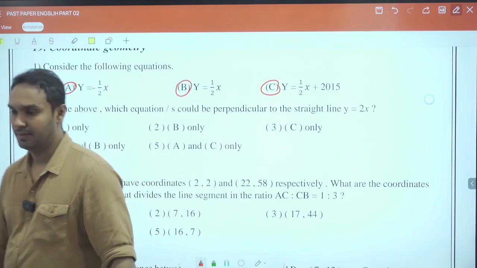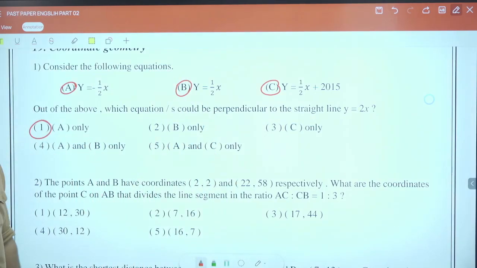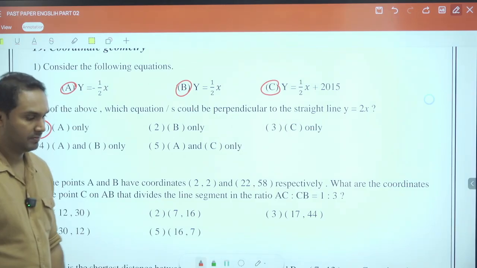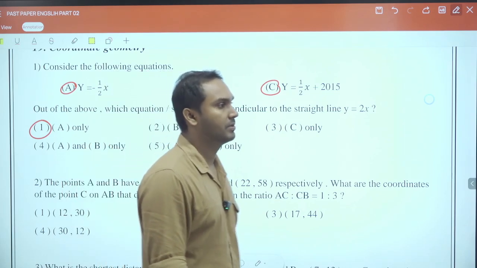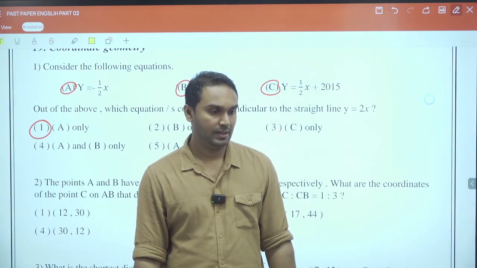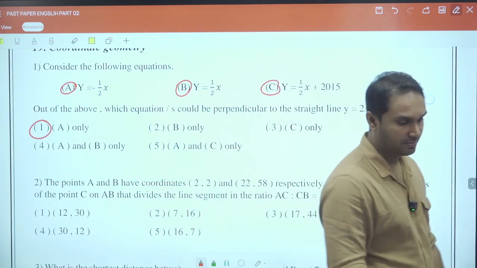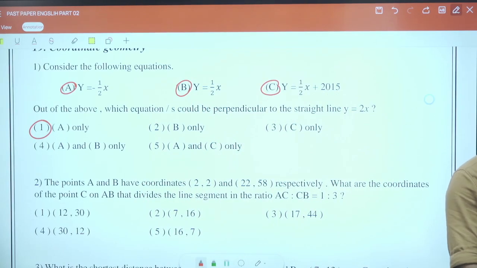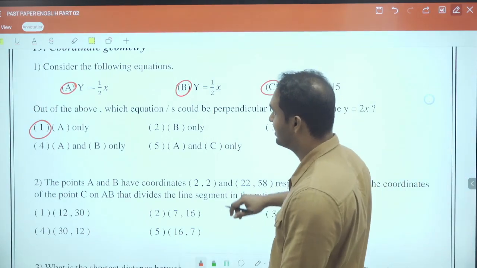Put a note on that. If two graphs are perpendicular, the gradient of one graph should be equal to the minus reciprocal of the other graph. Right? The gradient of one graph should be equal to the minus reciprocal of the other graph. Come to the second question.